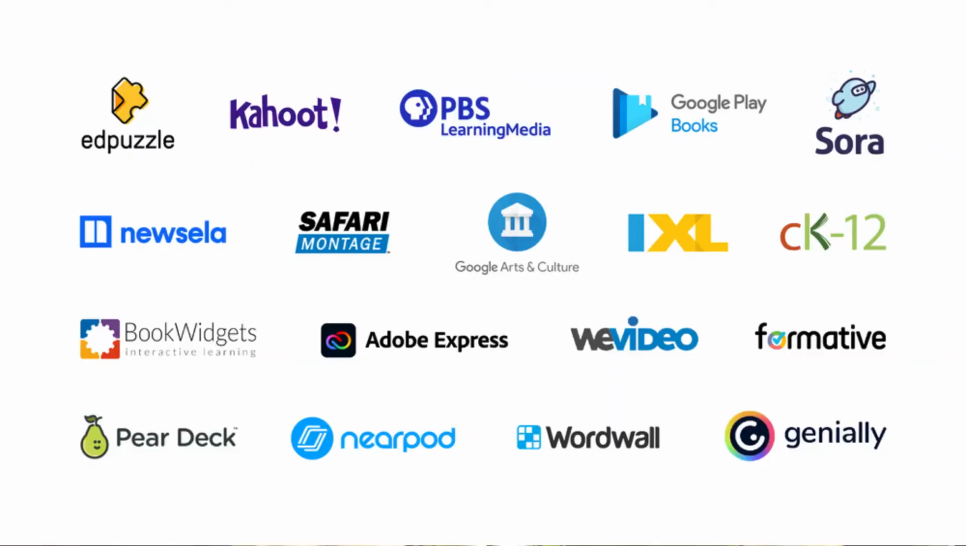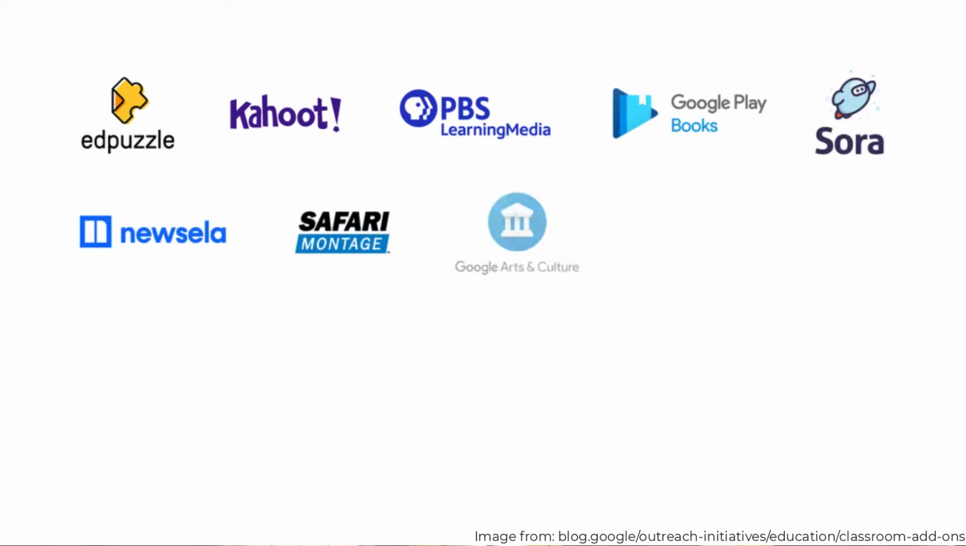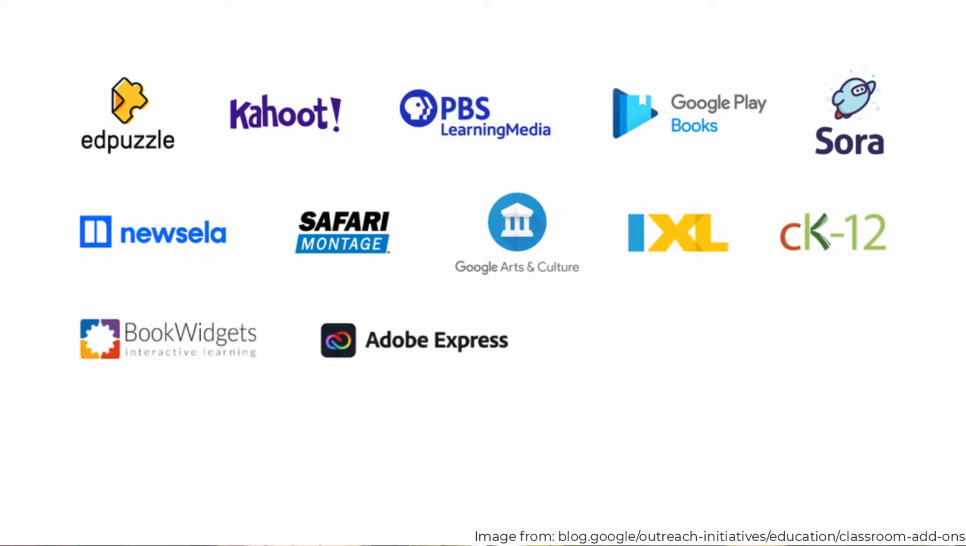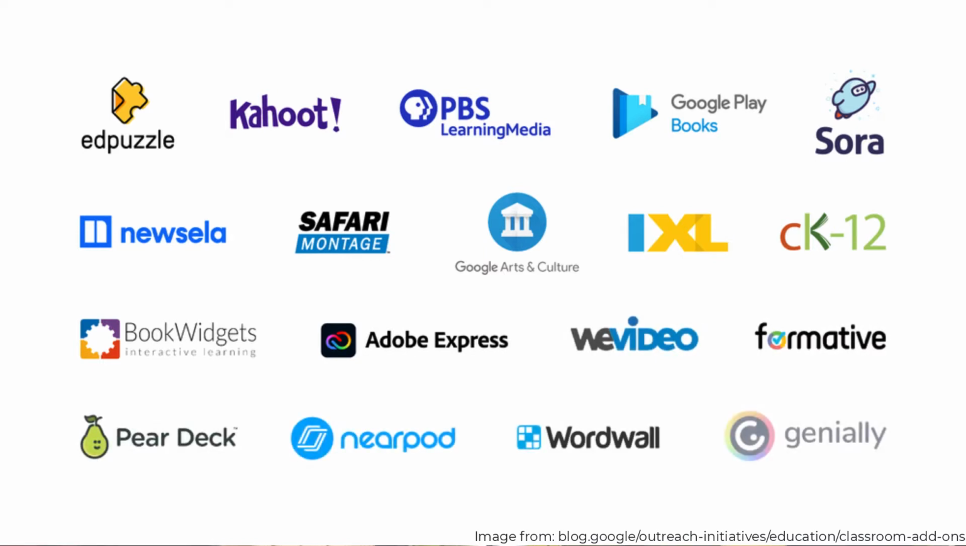So while those people that don't have access to these add-ons are crying in their Cheerios, I'll talk to those of you who are in those special accounts and let you know about what you're getting. So Google has partnered with 18 different tools to make it easier to assign stuff from their tools within Google Classroom. Those tools include Edpuzzle, Kahoot, PBS Learning Media, Google Playbooks, Sora, Newsela, Safari Montage, Google Arts and Culture, IXL, CK12, Book Widgets, Adobe Express, WeVideo, Formative, Pear Deck, Nearpod, WordWall, and Genially. There's actually a few tools in there I'm not familiar with, so I'm going to have to go research them.